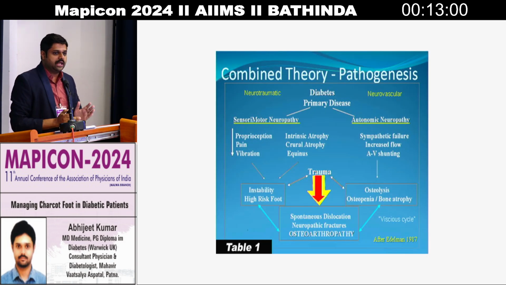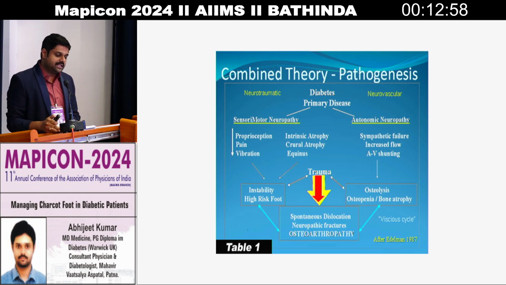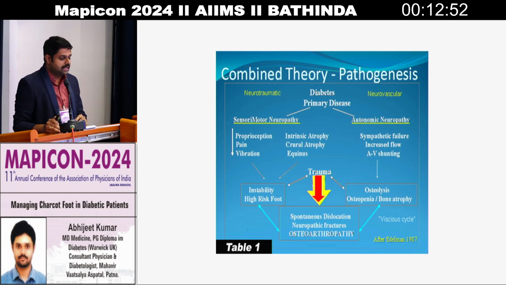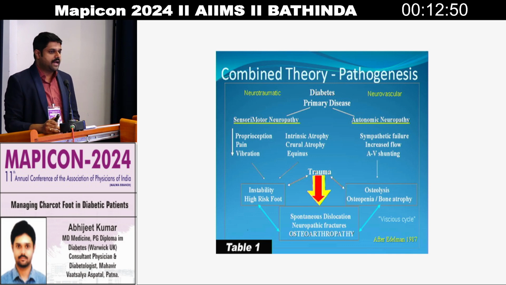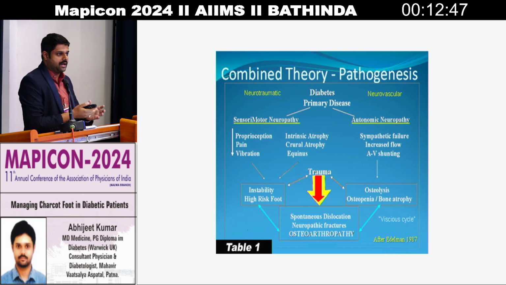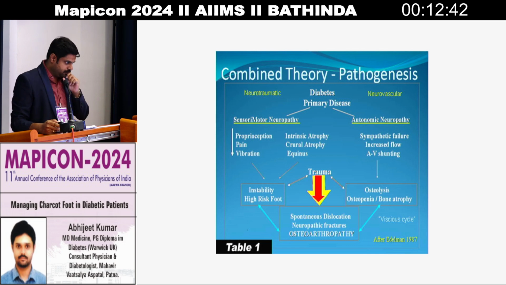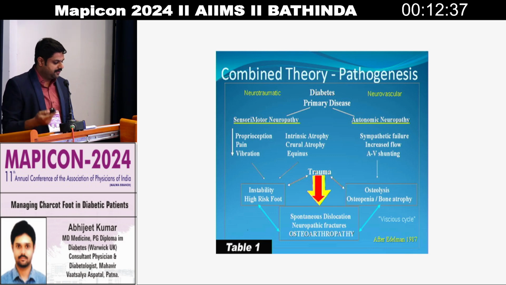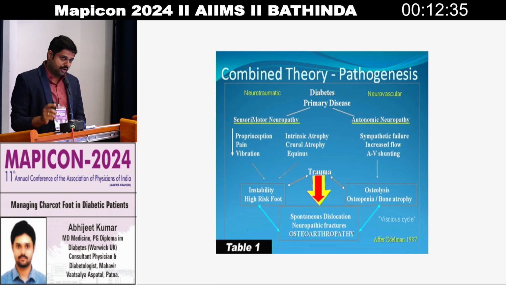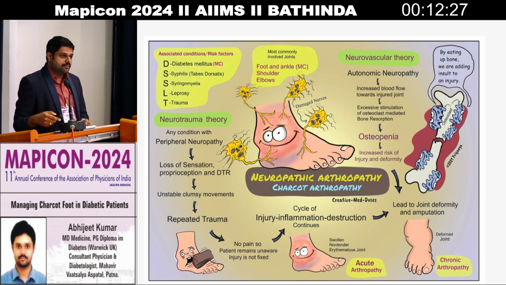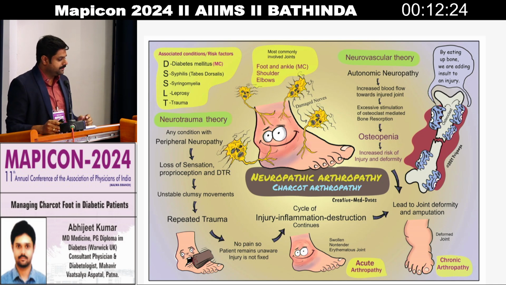So we have two distinct pathophysiologic mechanisms for the development of Charcot foot. One is the neurotraumatic, the other one is the neurovascular. In the neurotraumatic theory, we have repeated trauma which leads to joint destruction. In the neurovascular theory, we have increased blood flow, and this leads to sympathetic failure and AV shunting, causing osteolysis, osteopenia, and bone atrophy.